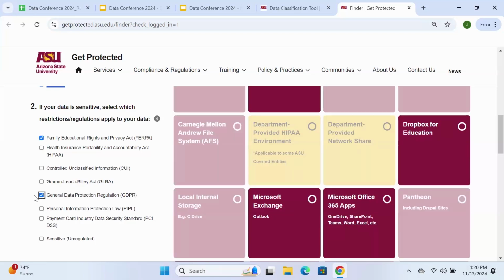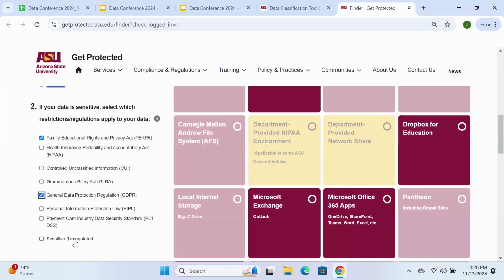And I do want to point out here at the bottom, sensitive unregulated, just because it's a little bit out of bounds of the rest of the categories that you see above there. Sensitive unregulated is a category of data where the information is still restricted, but it's not necessarily covered by any specific regulation. So an example of a data set that might be included in that is an employee's home address.